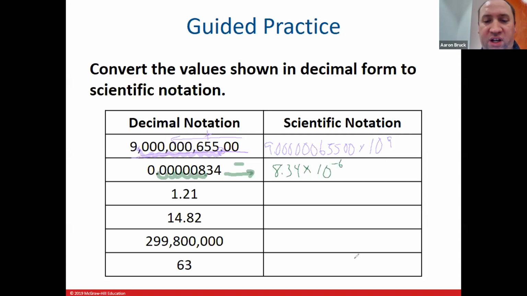Our coefficient is 1.21. Our exponent here is actually 0 because we didn't move the decimal place at all. So yeah, you got that right, David.